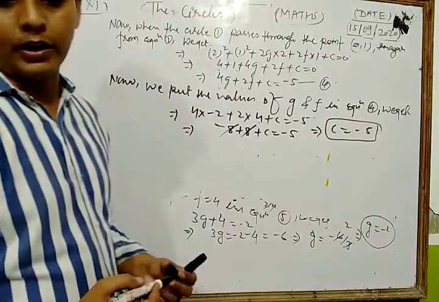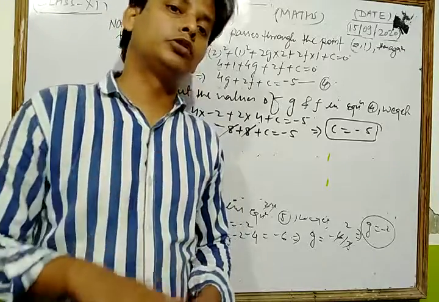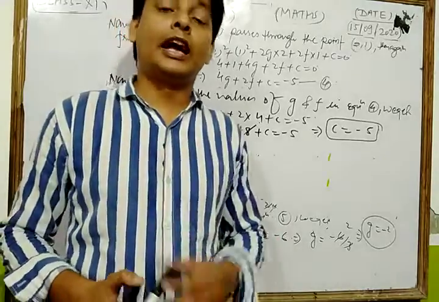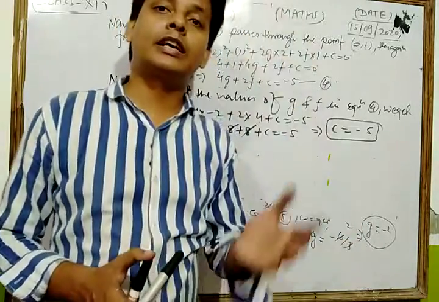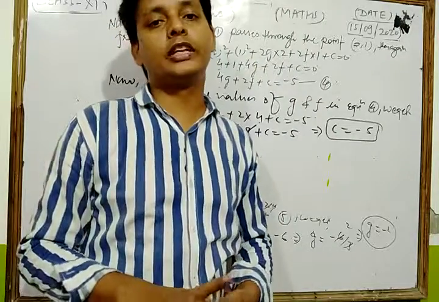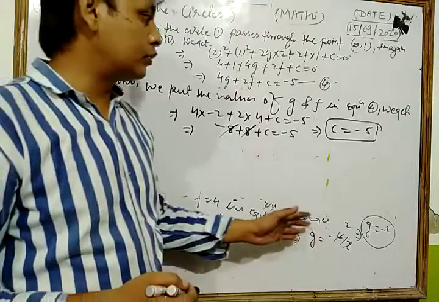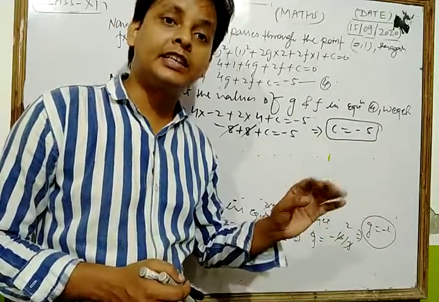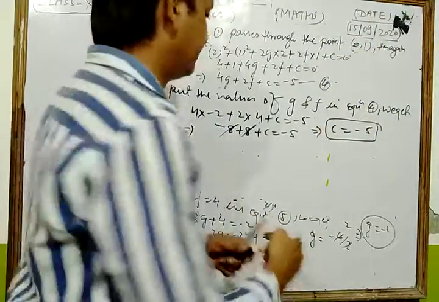In this way, dear students, we get all the constant values in the general equation of the circle, which are the values of f, g and c. Now at the start we took the required equation of the circle as x square plus y square plus 2gx plus 2fy plus c is equal to 0. Now dear students, we put all the values of g, f and c in equation 1, which is the required equation of the circle. Let's see.